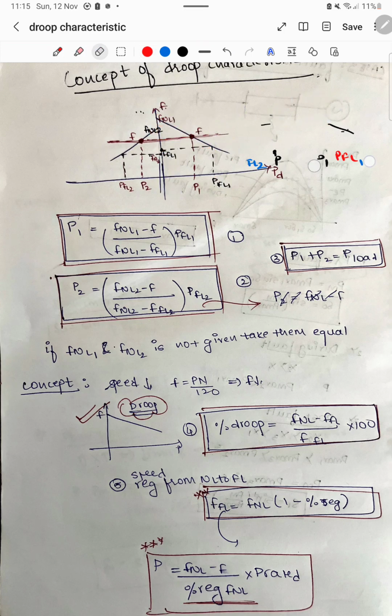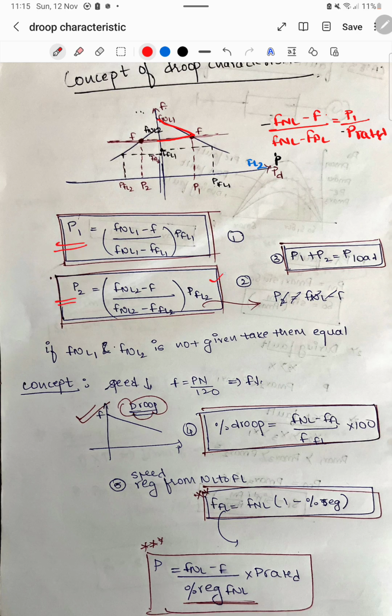With that particular concept, what we can understand is we will get F no load minus F upon F no load minus F full load, and this is equal to P1 upon, let's say, P rated. With that we can get the equation for P1.